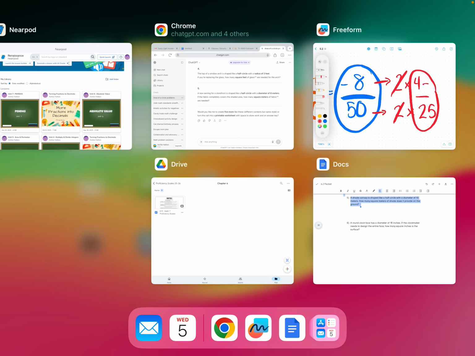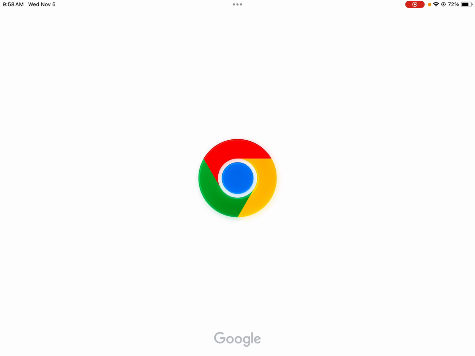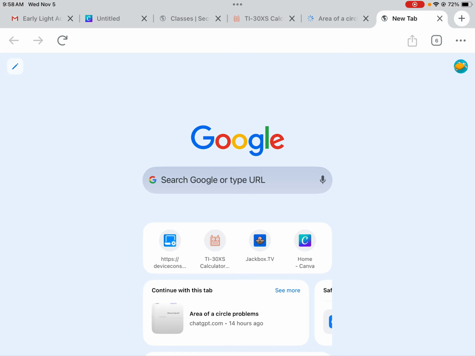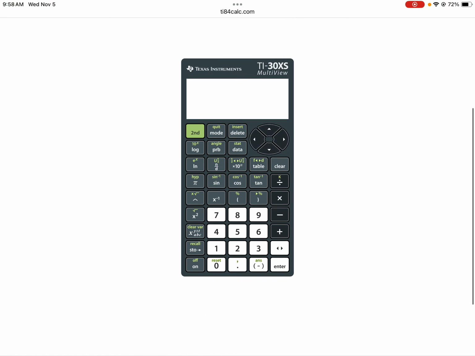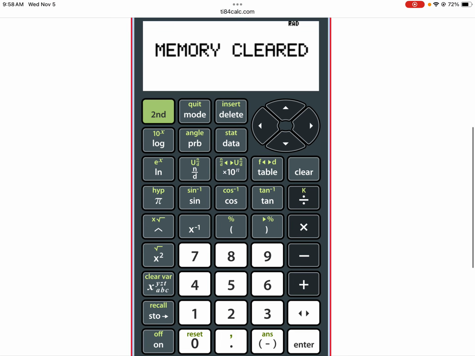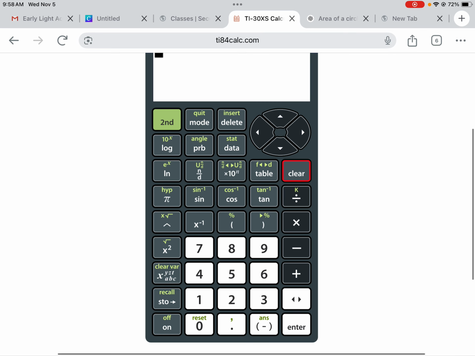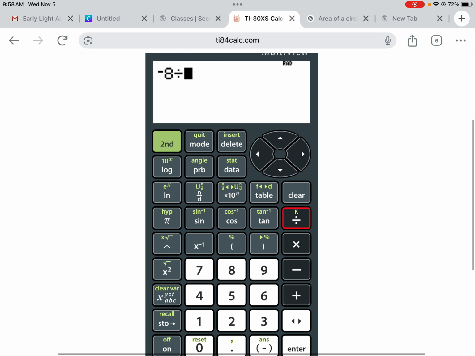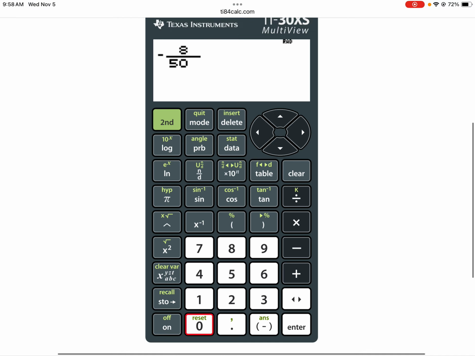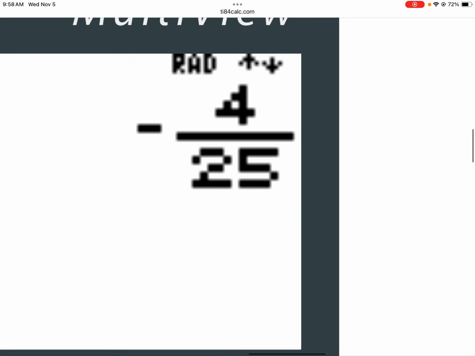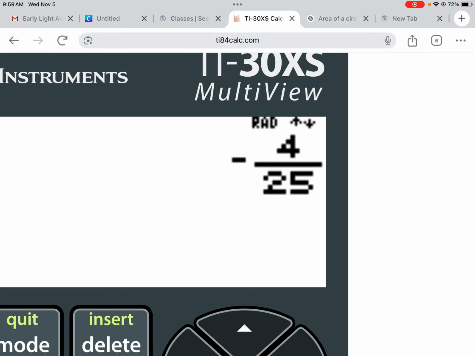A way you can do this on your calculator is by just typing it in. If you type in your answer of -8/50 and push enter, it will give you that reduced version as the answer. So this right here is your answer simplified.